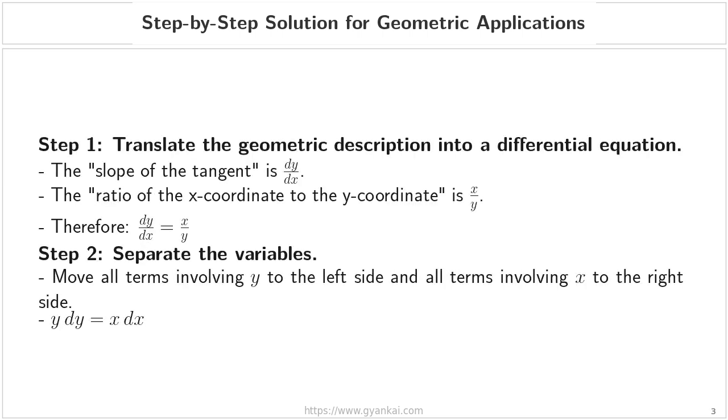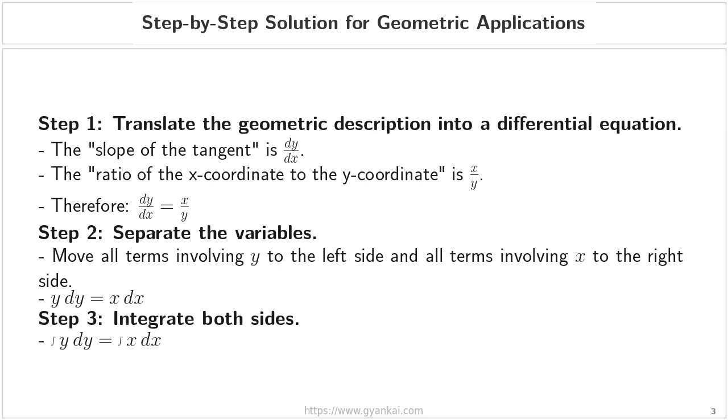Next, we move to step 2, where we perform the process of separating the variables. Our goal here is to get all the terms involving y on the left side and all the terms involving x on the right side. To do this, we multiply both sides by y and by dx. This leaves us with y dy equals x dx. Now, the variables are neatly separated and ready for the next stage.